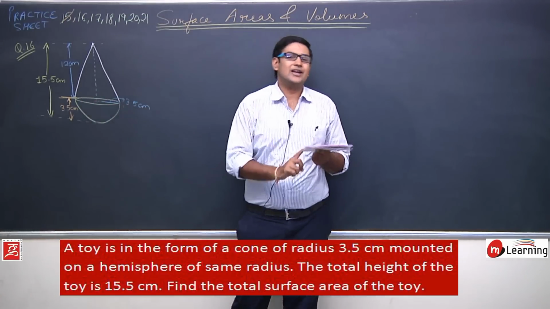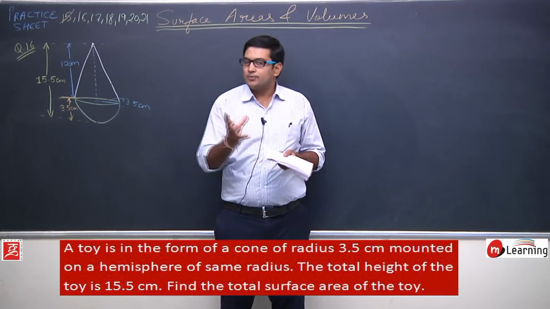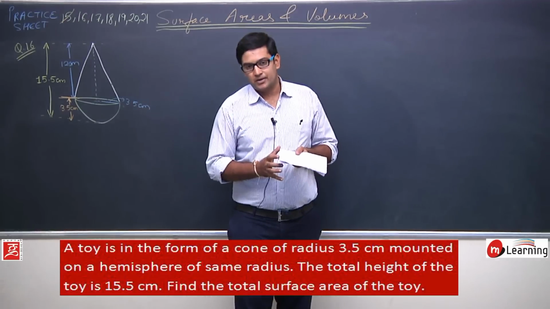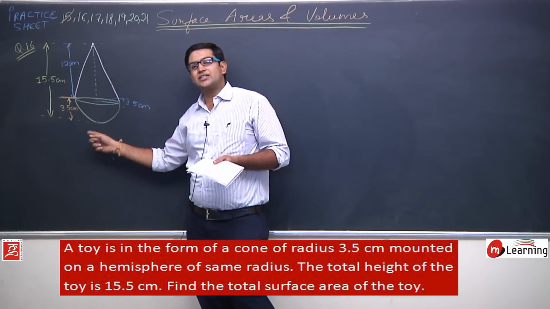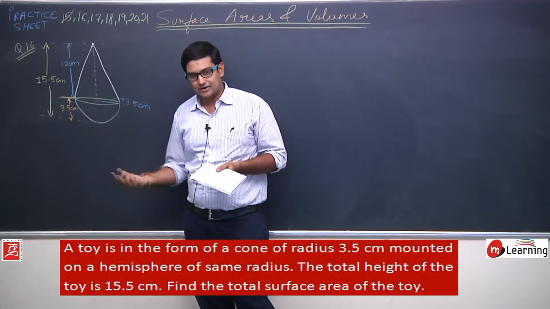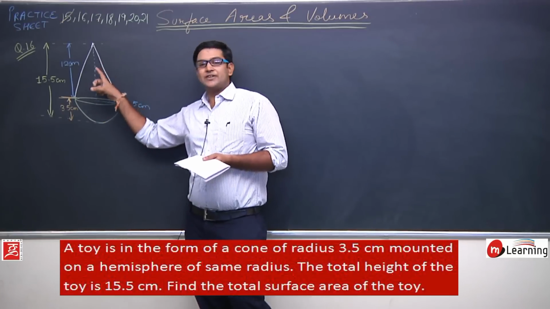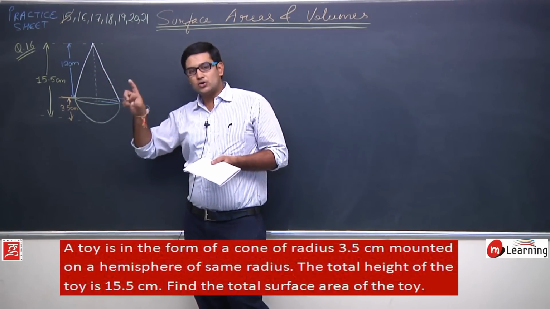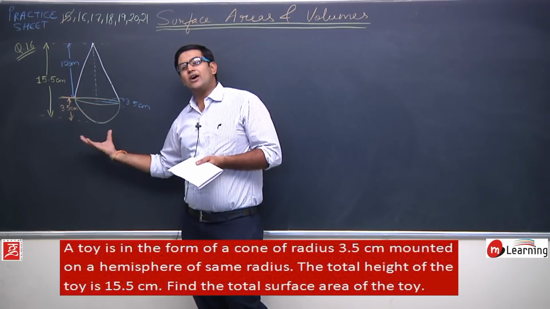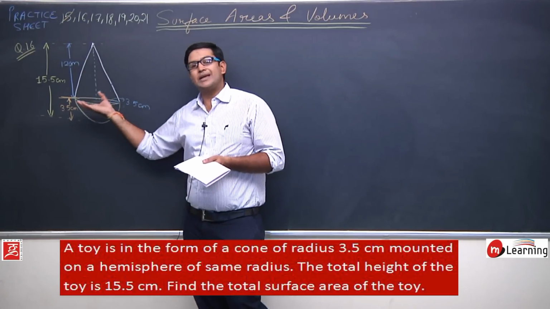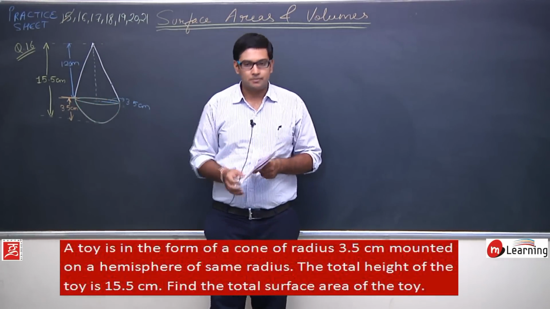No, I cannot color the base of the hemisphere and the base of the cone. So what portion of this toy can I color? I can color only the surface outside this cone and the surface outside this hemisphere. So what I mean to say is that the total surface area of the toy includes the area of this cone excluding the base and the area of this hemisphere excluding the base, because both the bases are joined to each other and the toy is formed.